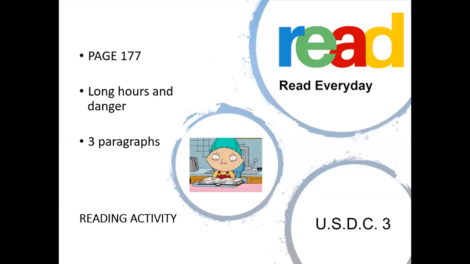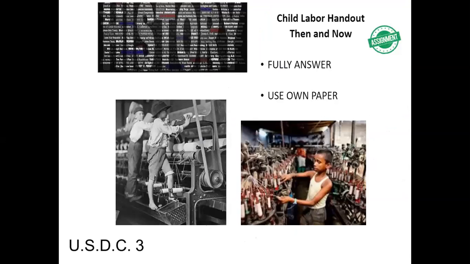Okay, 177. Once again, let's read that. Long hours and danger. Read that section if you haven't already, and think about how hard they were worked. Think about how low they were paid. Think about the horrible conditions of workers of all ages during the Industrial Age.